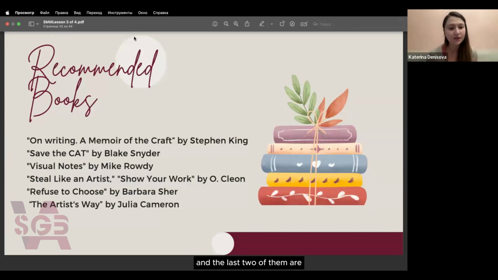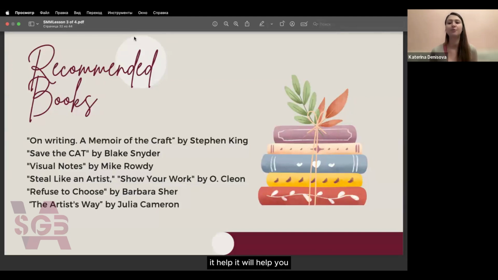And the last 2 of them are Refuse to Choose by Barbara Sher, very psychological books that will help you to improve in your life career. And the last one, and I think the most important one here, is The Artist's Way by Julia Cameron. It's a very old book. It's a bestseller in all the countries it was published. And it helps artistic people to go through their life journey without losing their enthusiasm.